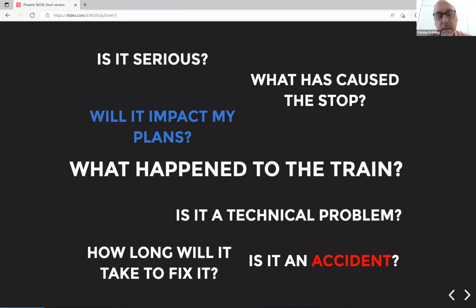And many things will start to go on in the train and between the different people on the train. We start to get worried. Is it serious? What has caused the stop? Is it a technical problem? How long will it take for us to get there? And perhaps is it an accident? Is something seriously going on? There are many things that can actually go wrong with the train, as you probably know.